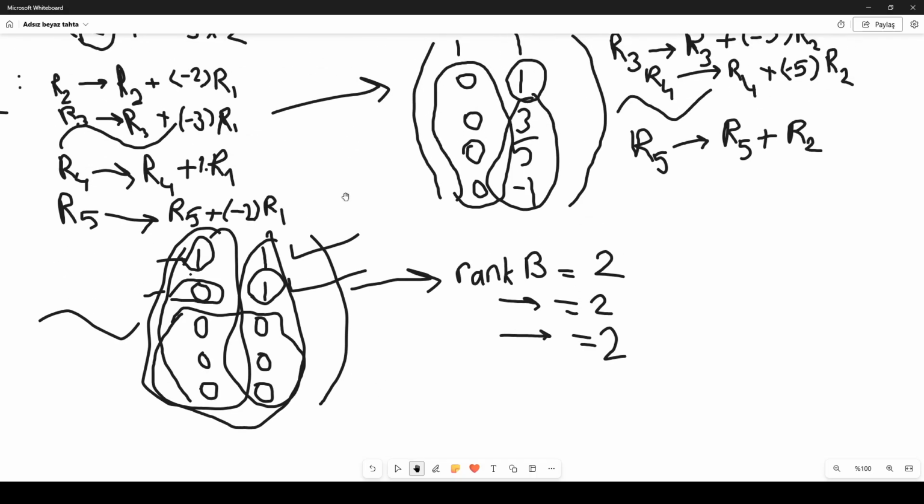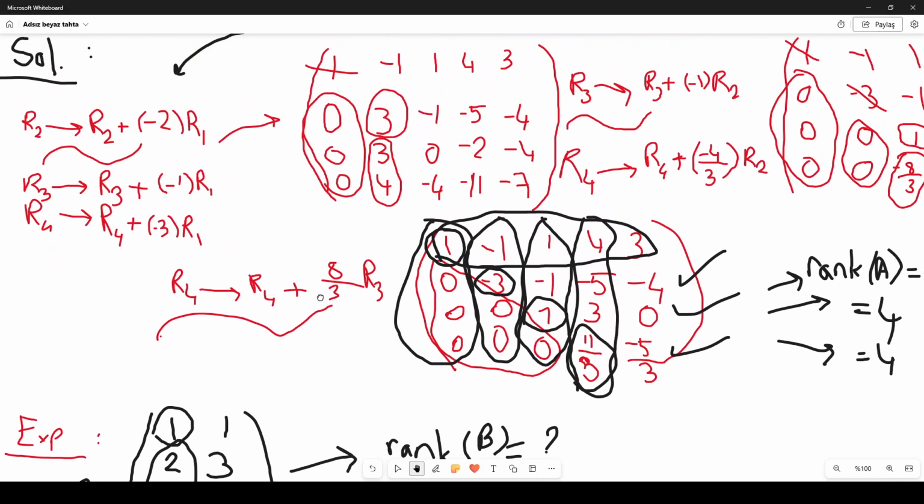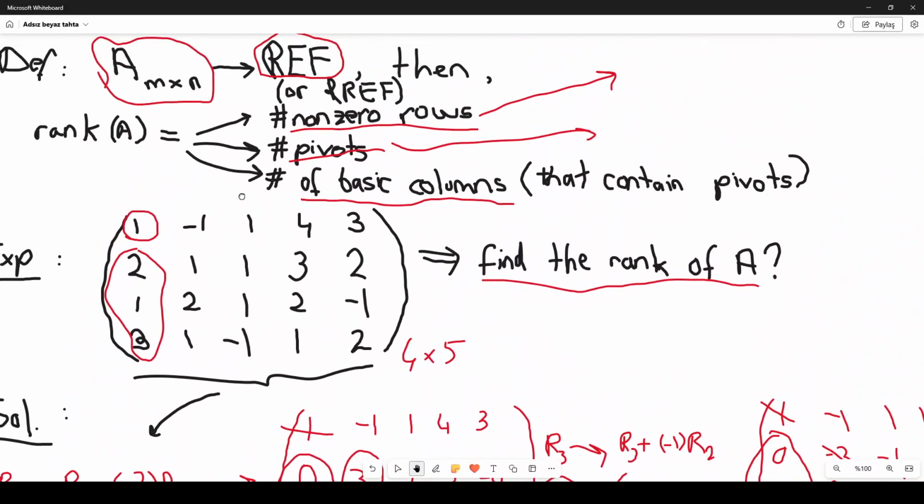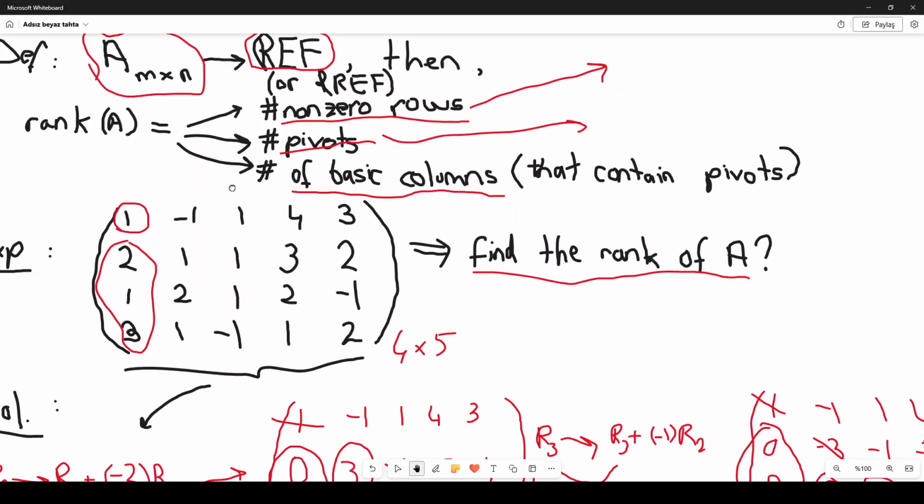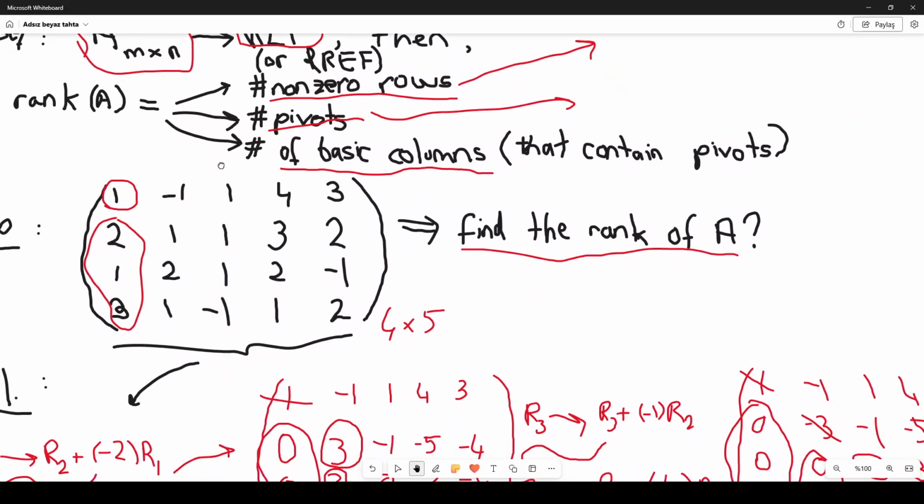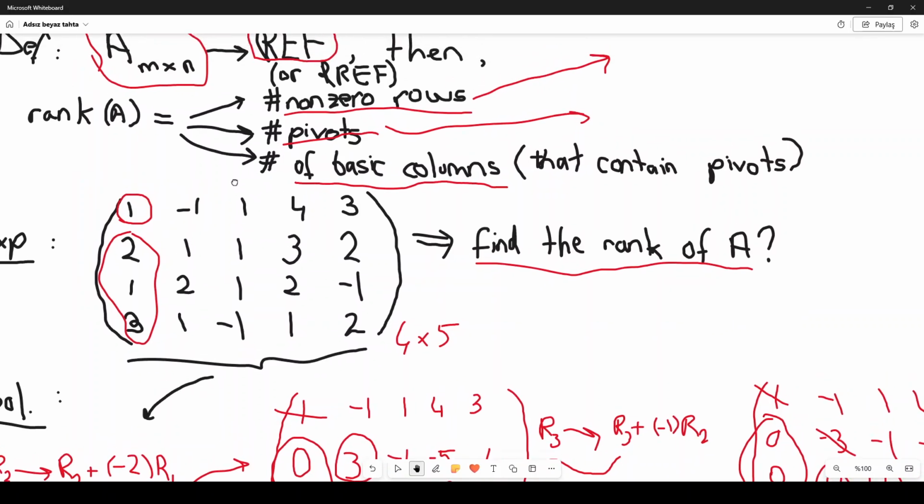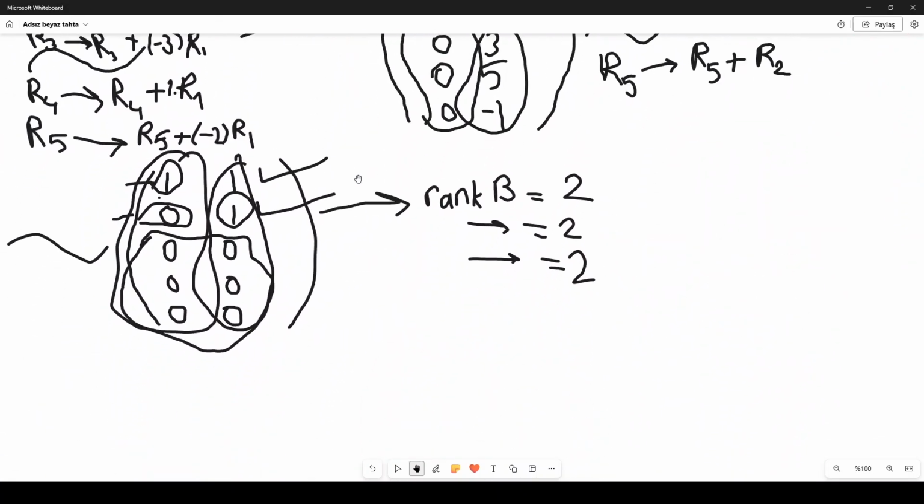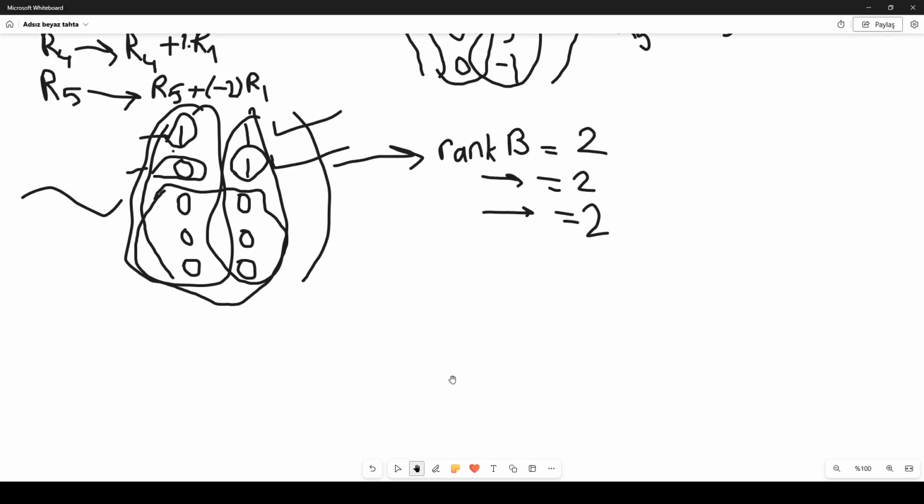Since the number of non-zero rows is the rank of that matrix, what is the largest possible value of a rank that we can find? Suppose we are given an m by n matrix, then what is the largest value?